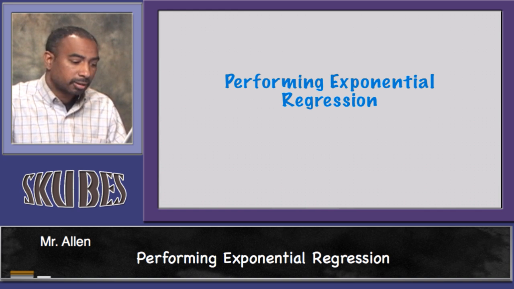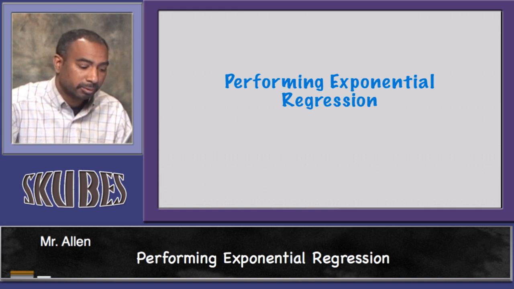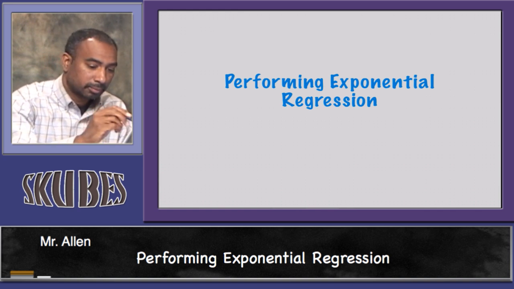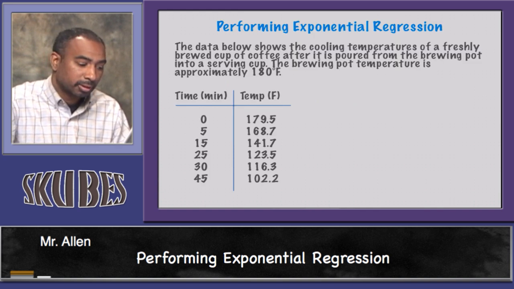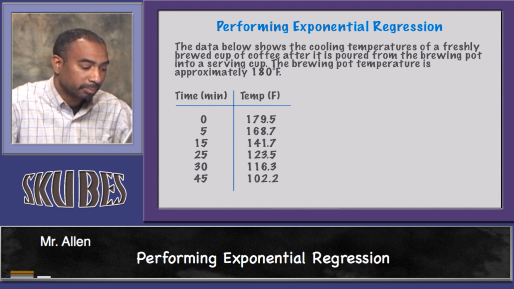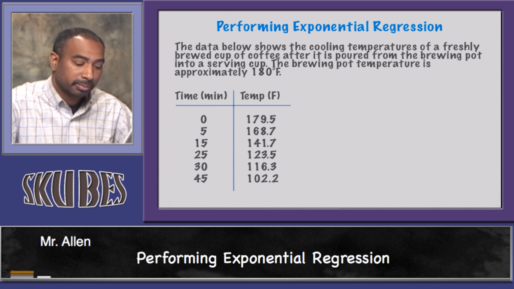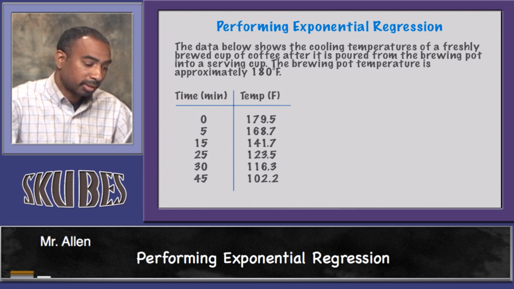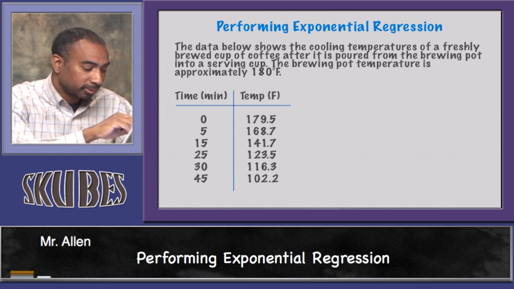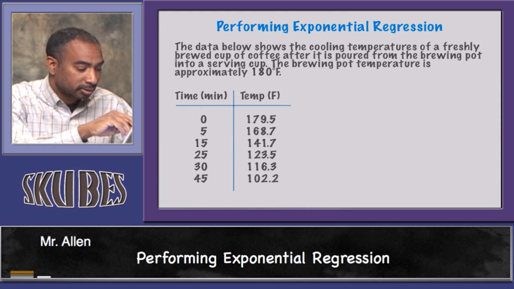Okay, today's lesson is on performing exponential regression. The data below shows the cooling temperatures of a freshly brewed cup of coffee after it's poured from a brewing pot into a serving cup. The brewing pot temperature is approximately 180 degrees Fahrenheit. And what we have here is a T-chart table. We have times in minutes and the temperature in Fahrenheit.